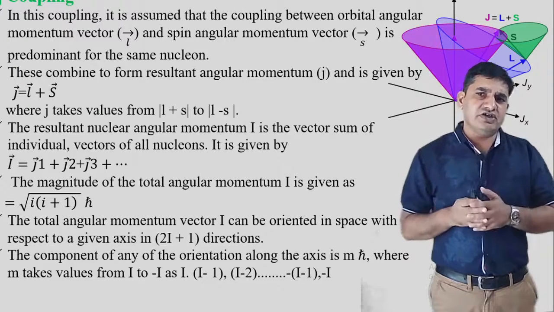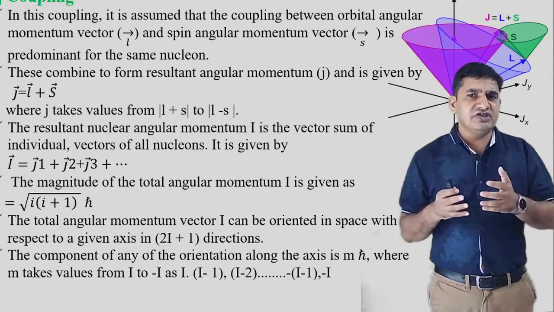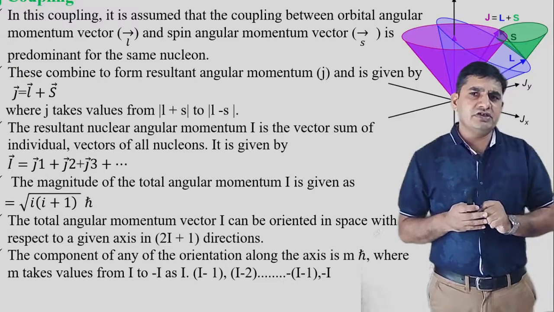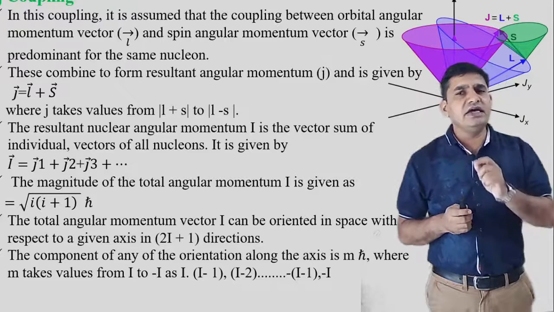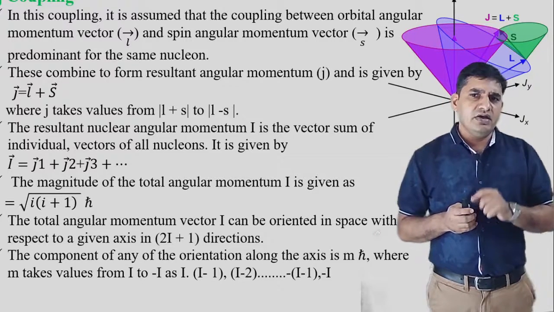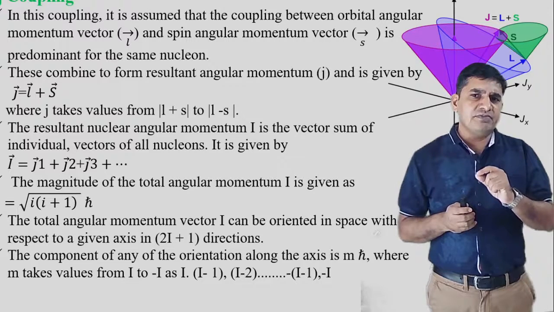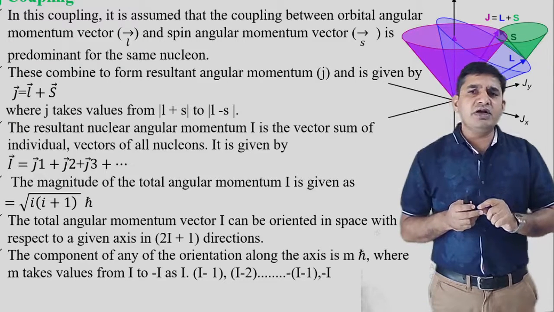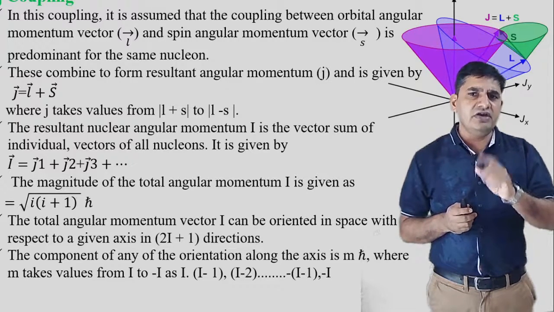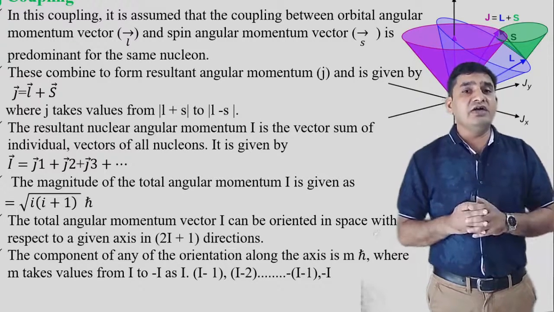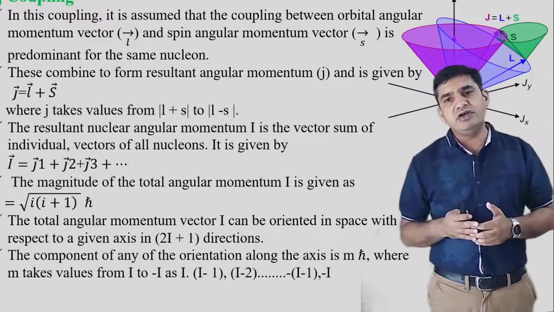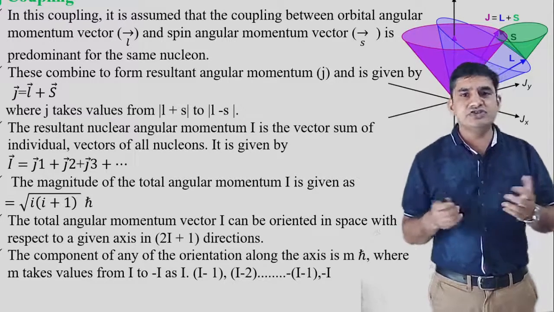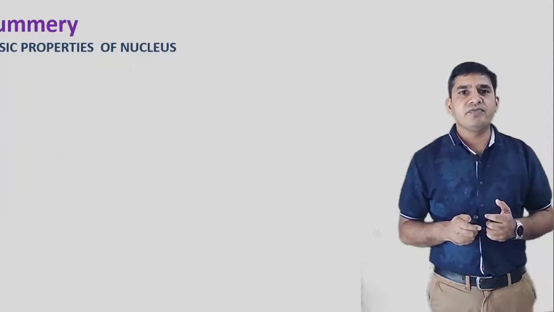Here is the representation of the JJ coupling. We can represent L as the orbital angular momentum, and S as the spin angular momentum. The orbital angular momentum is represented by the blue color. Spin angular momentum is represented by green color. And the total angular momentum, which is the sum of orbital angular momentum and spin angular momentum, is represented by purple color. So this is the JJ coupling.